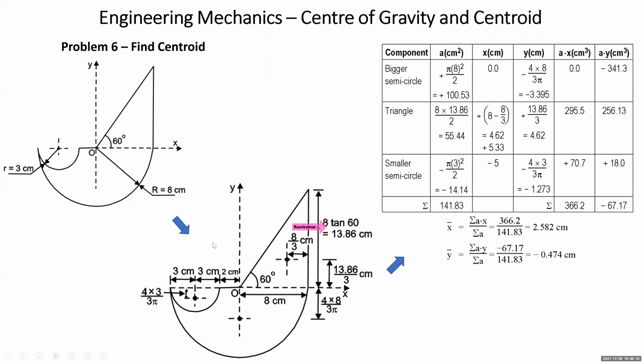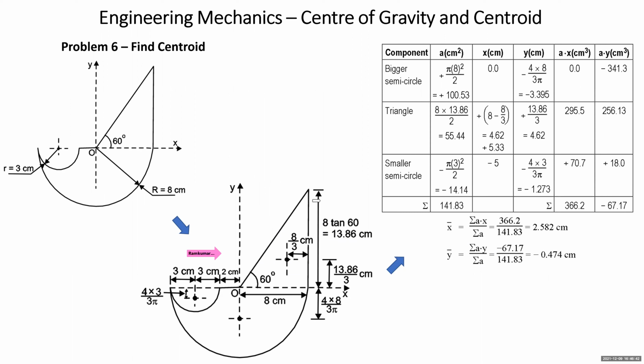Can you see that here? I have drawn the diagram again. This semicircle will be taken as positive, this semicircle will be taken as negative, and this triangle will be taken as positive. In this triangle, students, you can see that the radius of the bigger circle is 8 centimeter. This height is not given directly, but this angle is given, 60 degrees.